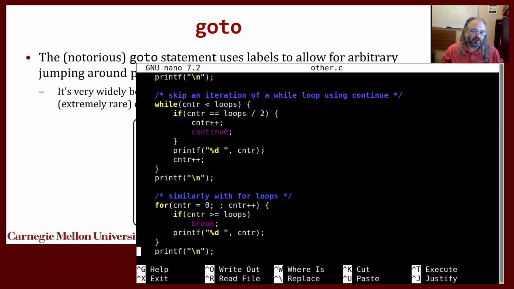No. What you could do instead was take the opposite of this condition, namely counter not equal to loops over 2, and put the print statement inside of that. If you put the print statement inside of that, you leave the increment out here, then this is going to print 0, 1, 2, 3, 4. When it reaches 5, the if statement is false. The while continues on its own, and it executes very nicely.